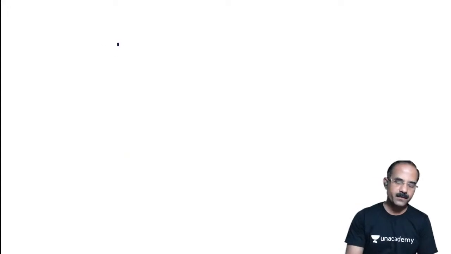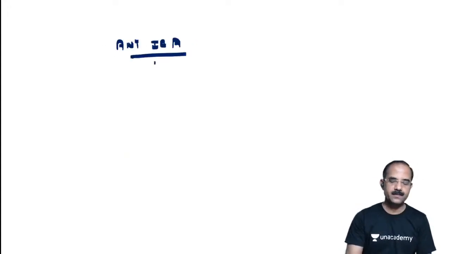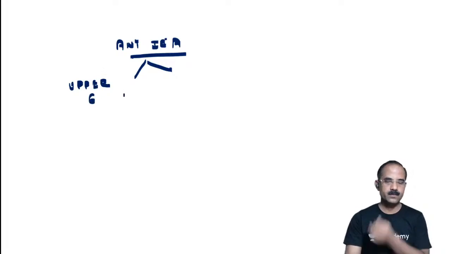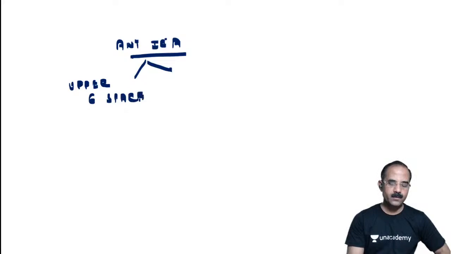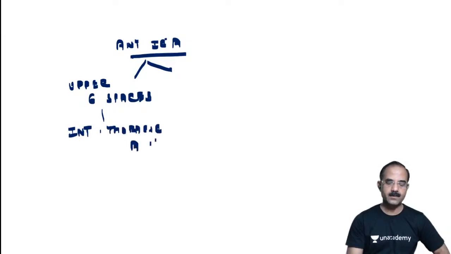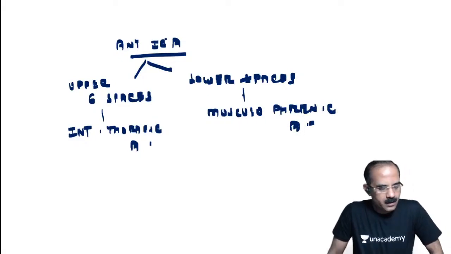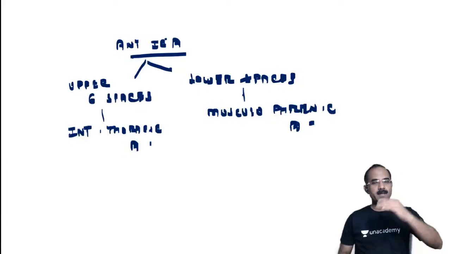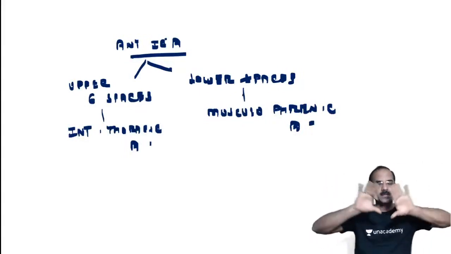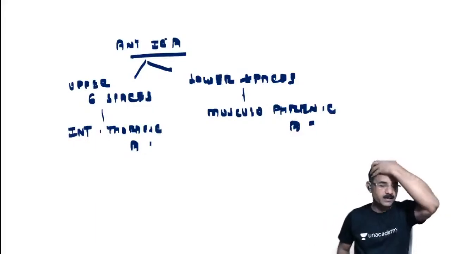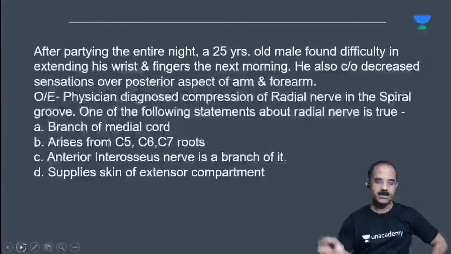Anterior intercostal arteries in the upper six spaces are branches of the internal thoracic artery. In the lower spaces, I'll tell you, these are branches of the musculophrenic artery. Clear? So the anterior intercostal arteries in the upper six spaces are branches of the internal thoracic artery, and in the lower spaces, branches of the musculophrenic artery. Fine. We'll see this sometime in some other MCQ.